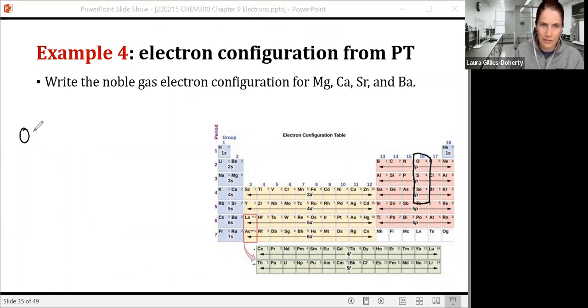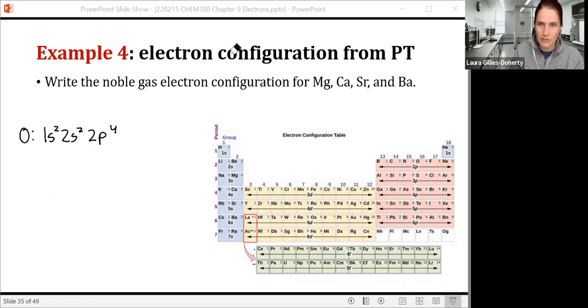So if we write out the configuration for oxygen, and let's do full configurations here, just to really get some extra practice. So we're going to do oxygen first. So 1s2, 2s2, 2p. So we're here, 1, 2, 3, 4, 2p4.